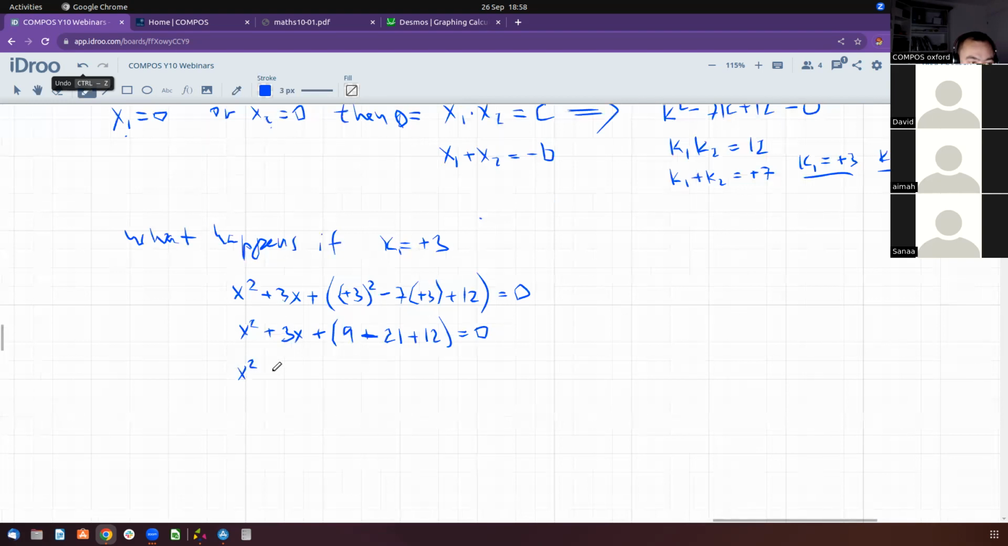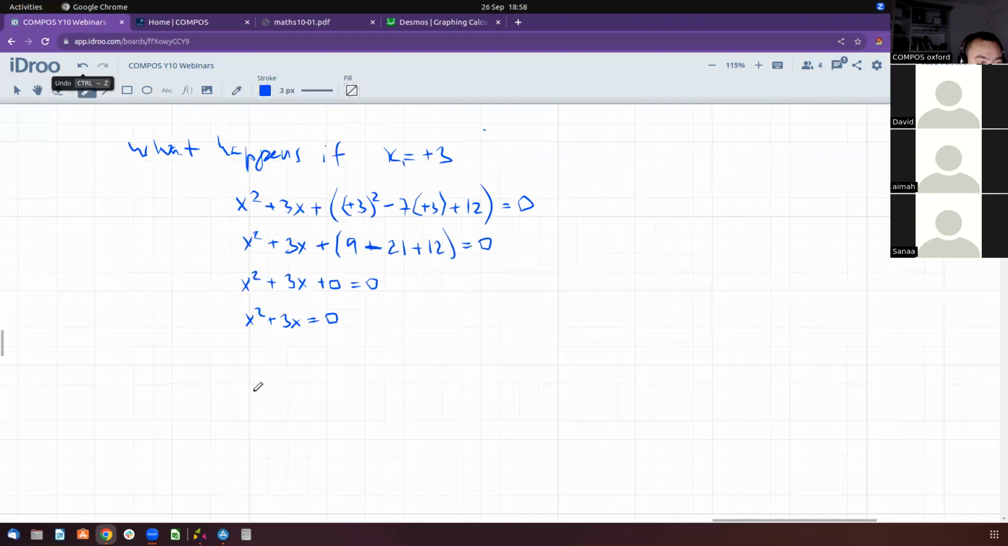So x squared plus 3x plus 0, because 9 plus 12 minus 21 is 0. So we have x squared plus 3x equals 0, and we can factorize it: x times x plus 3 equals 0. So x1 is 0 and x2 is equal to minus 3. Check: x1 multiplied by x2 is 0. The product of the roots is 0.